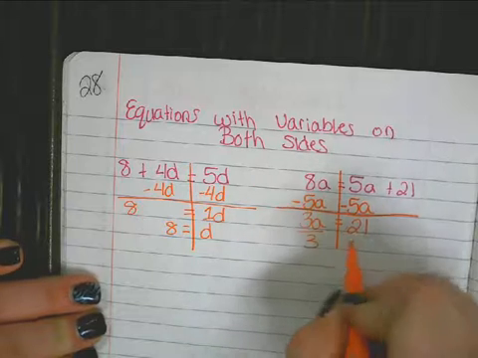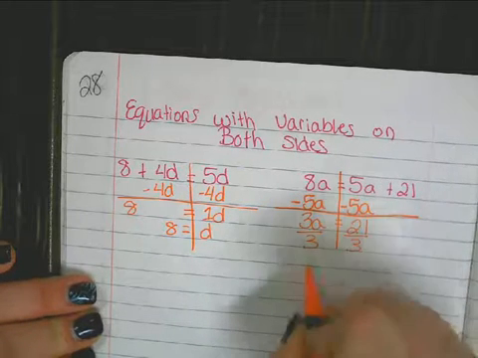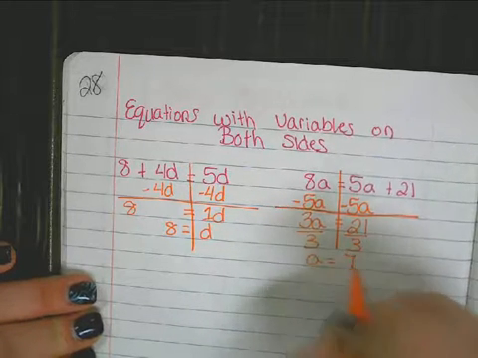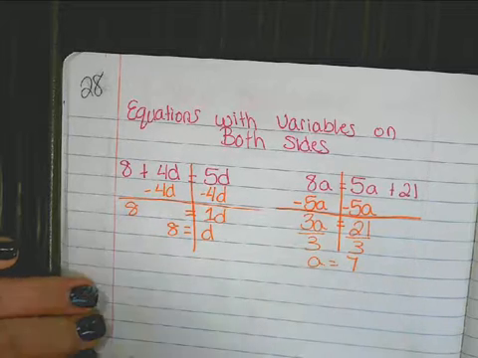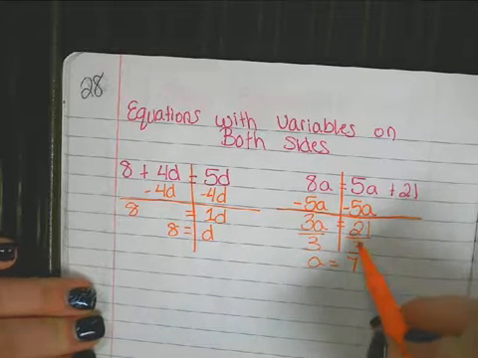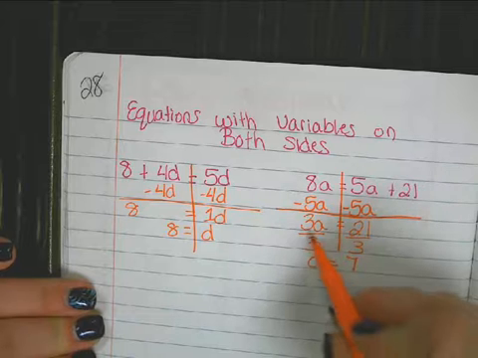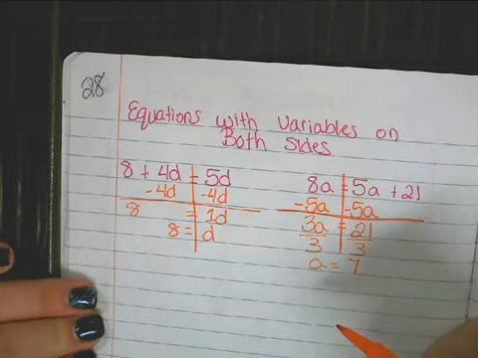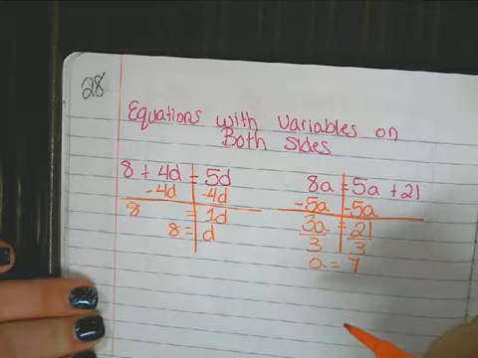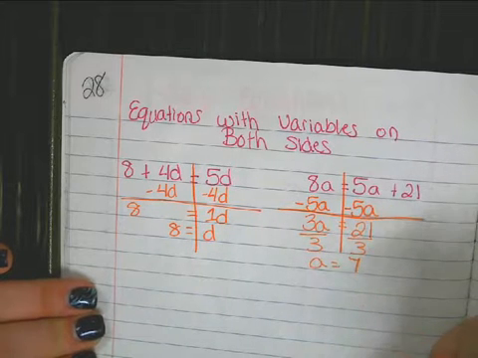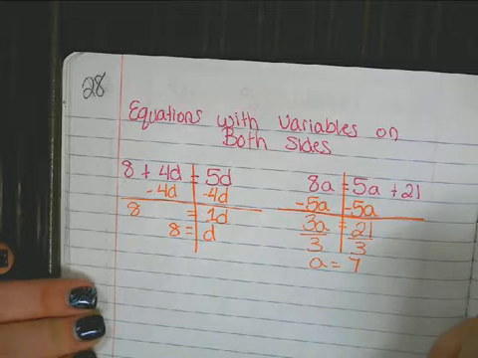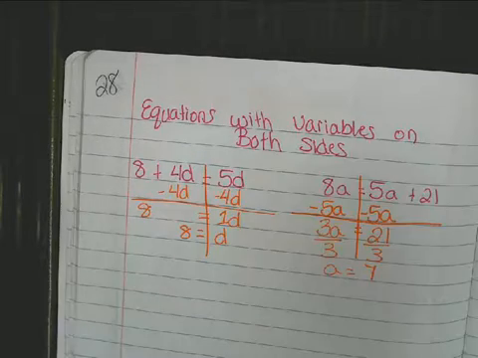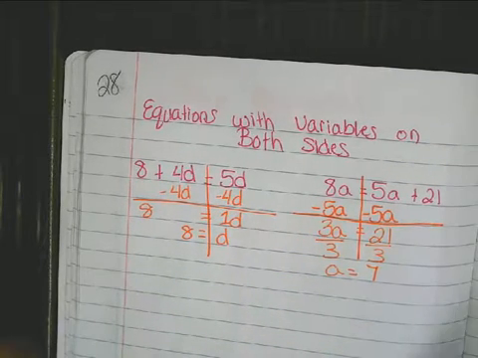You still have to show your work. You can't just jump to that. Right? So we didn't change that 21, so we're just bringing it down. Divide by 3 to get a by itself, so a equals 7. You're trying to get the variables on one side and everything else on the other. Alright. Okay? Questions on those two?